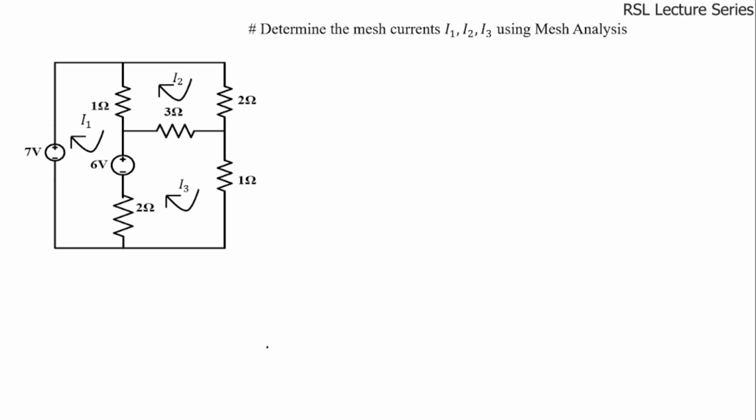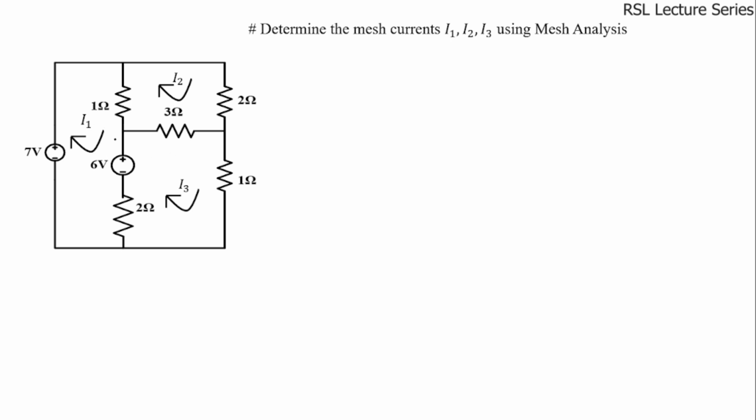Hello everyone. In this video we will discuss mesh analysis. This is a given circuit and the question is: determine the mesh currents I1, I2 and I3 using mesh analysis. So here we have three unknown currents I1, I2 and I3.